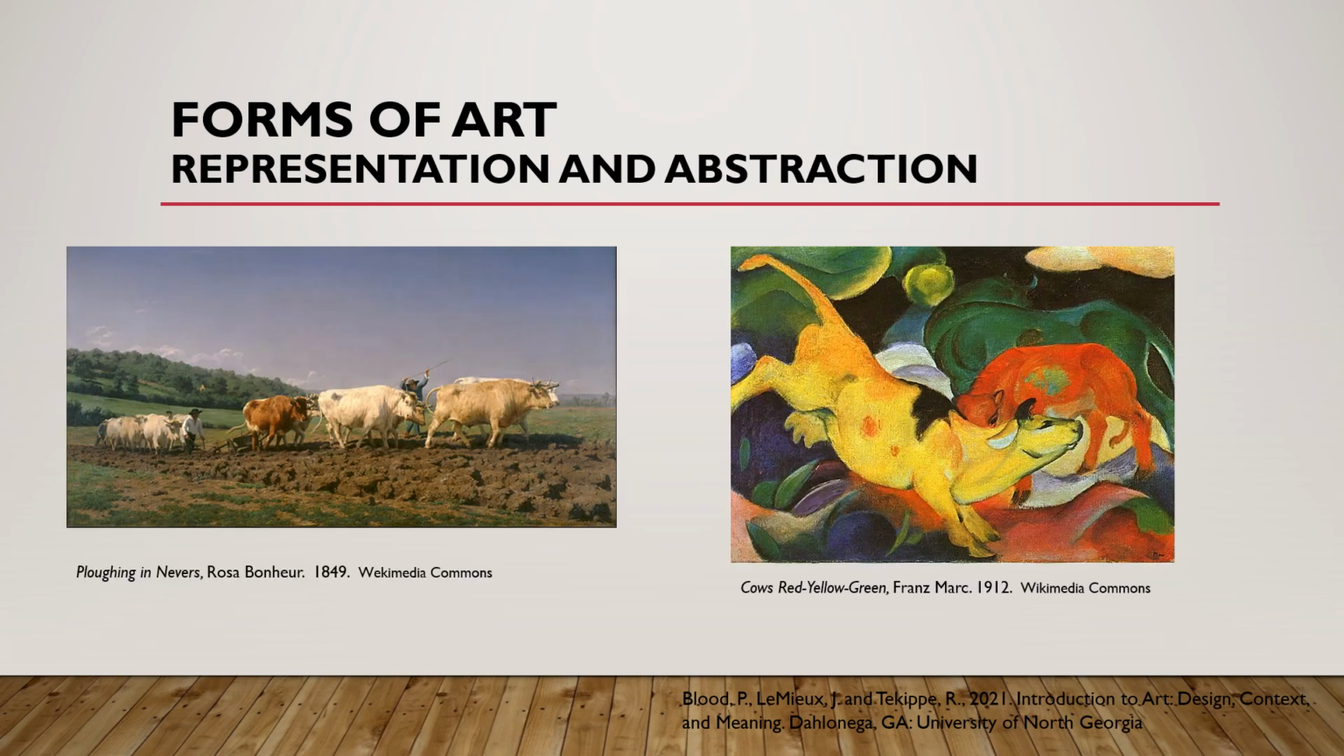Here's an example of the difference between representational art and abstracted art. On the left, you have a very realistic imagery of cows. On the right-hand side, Franz Marc takes some liberties with the colors of the cows and the way the cows are acting and things like that.